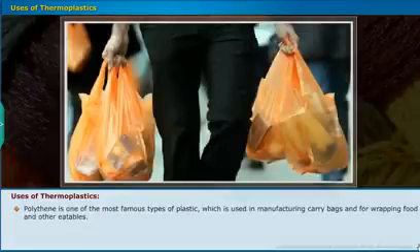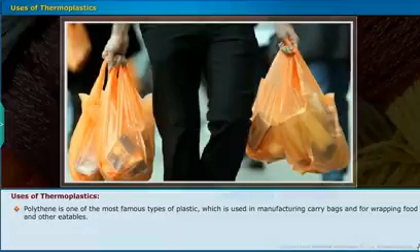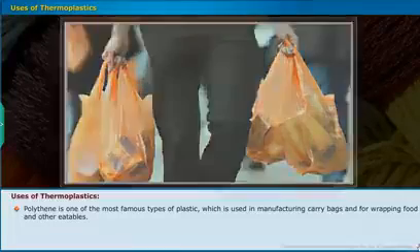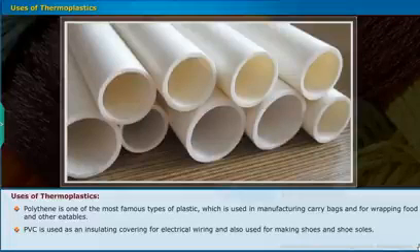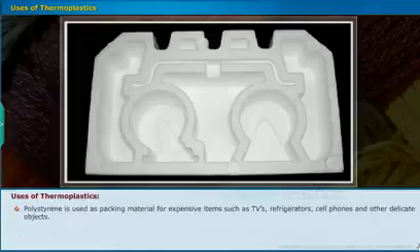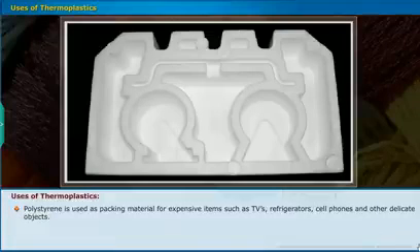Polythene is one of the most famous types of plastic, which is used in manufacturing carry bags and for wrapping food and other eatables. PVC is used as an insulating covering for electrical wiring and also used for making shoes and shoe soles. Polystyrene is used as packing material for expensive items such as TVs, refrigerators, cell phones, and other delicate objects.